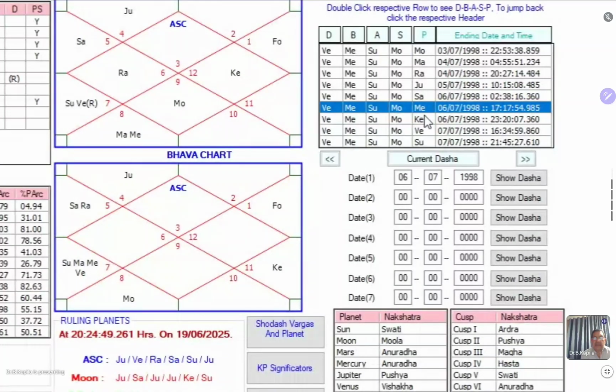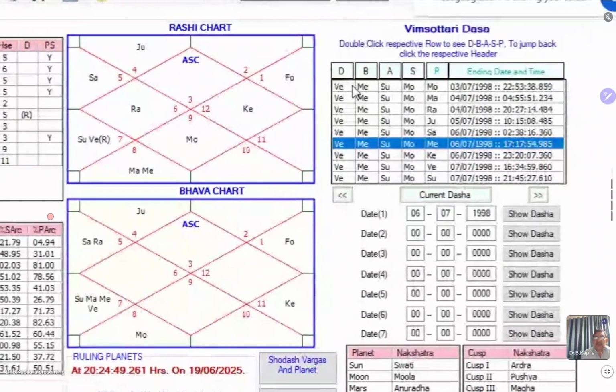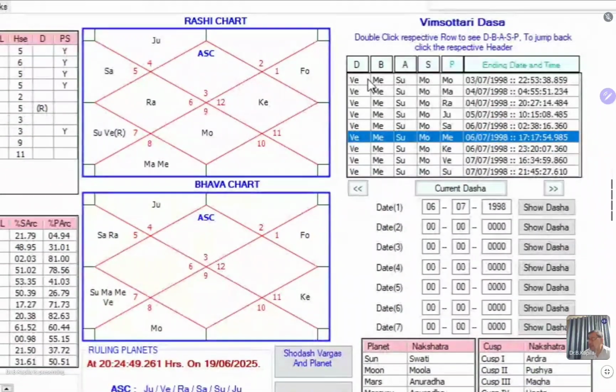Now look, here is what we have to do. Whether death will happen, we have to first of all fix the dasha. In the event of death, the dasha is very, very important, and until the dasha says yes, the event will not happen.